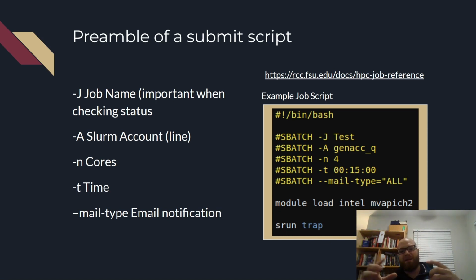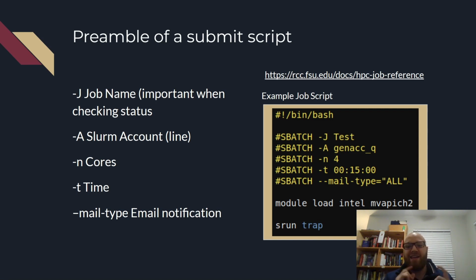Okay, let's talk about the composition, the essentials per se. You need first to have a job name. So that's dash J, the name of that job. In this case, we're calling it test. Dash A tells us which Slurm account. So basically which line you're going to throw the job through. Okay. That's a dash A and the name of that queue. In this case, the general access queue.